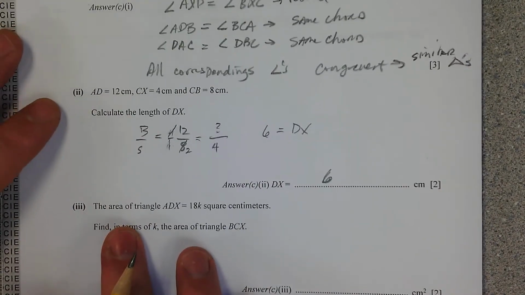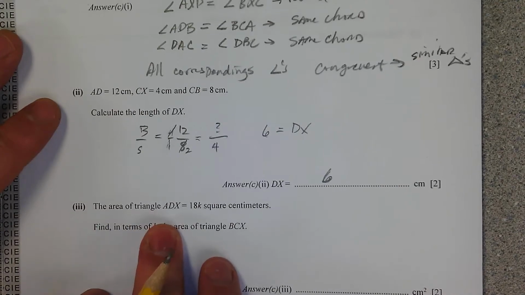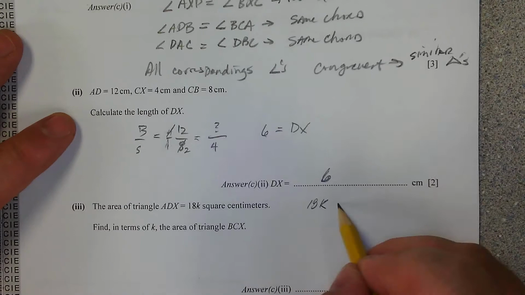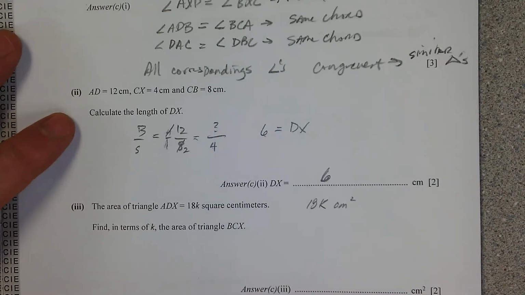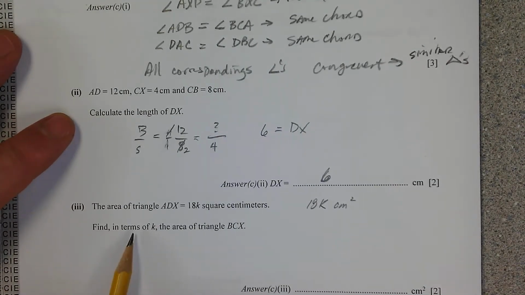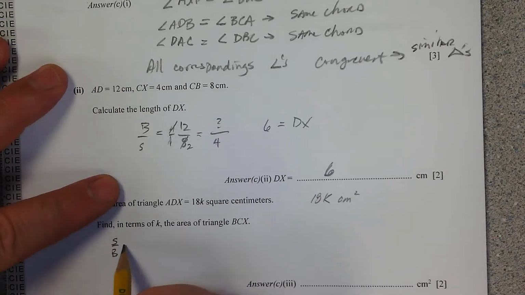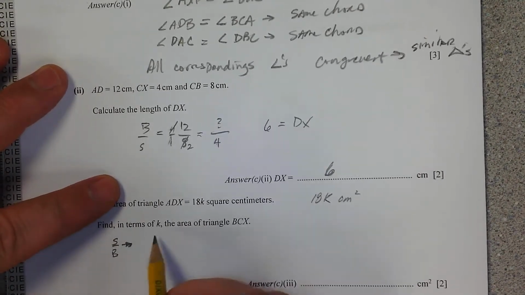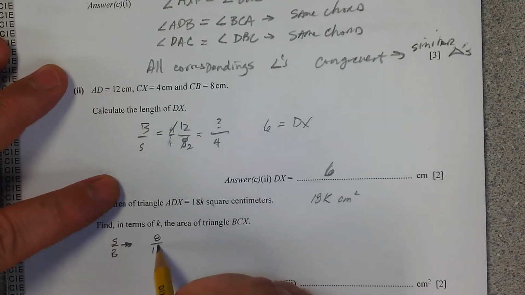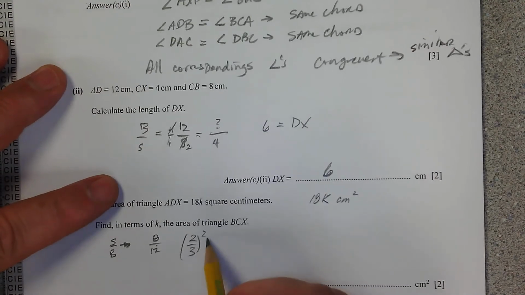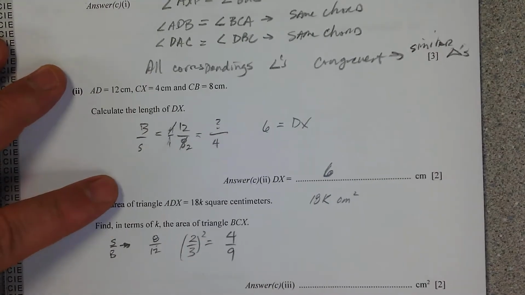Now, the area of ADX is 18k square centimeters, okay? Find, in terms of k, the area of the smaller one. Well, let's see. We know that small to big, the linear scale factor is 8 to 12. I'm going to go ahead and reduce that. That's 2 to 3. But that's linear. So if I square that, I get 4 to 9 for area.